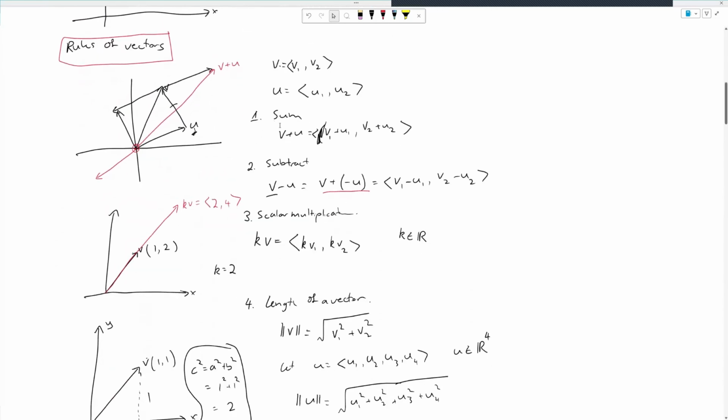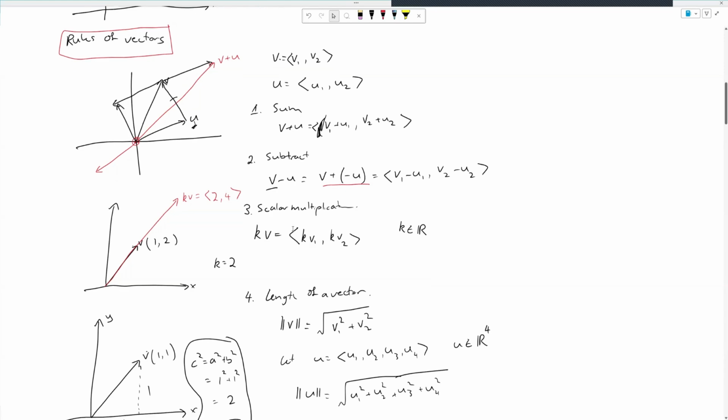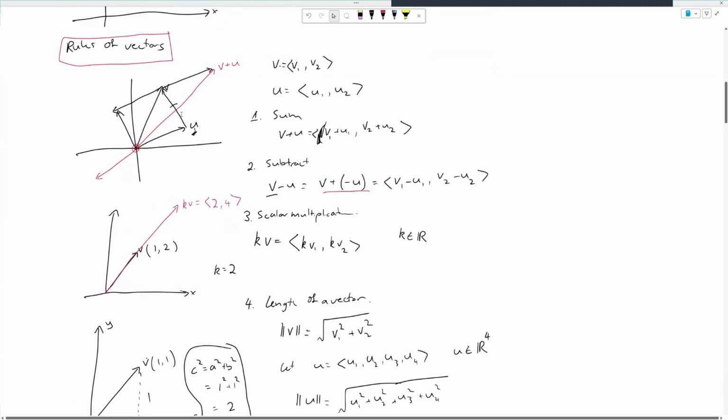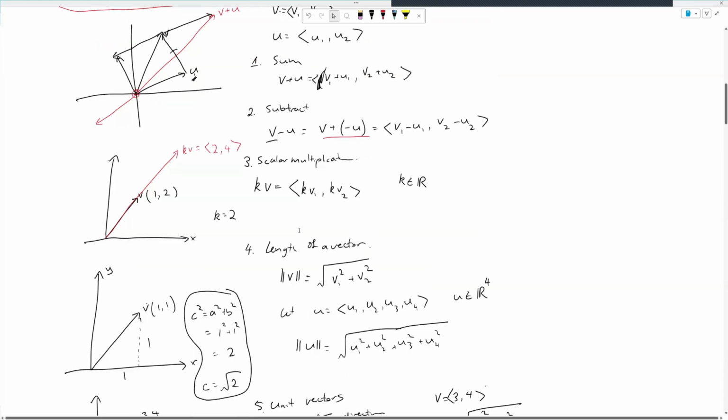So adding vectors. If you go v plus u, you move the point from this point to v, and from v to u, and that will give you v plus u. Subtracting will give you the vector which is between the two vectors, and it goes towards the first one. You can think of it as going from one vector, subtracting the other vector as well.